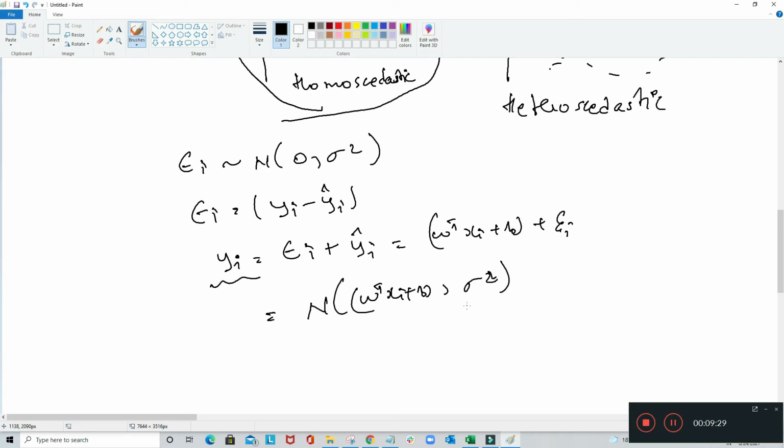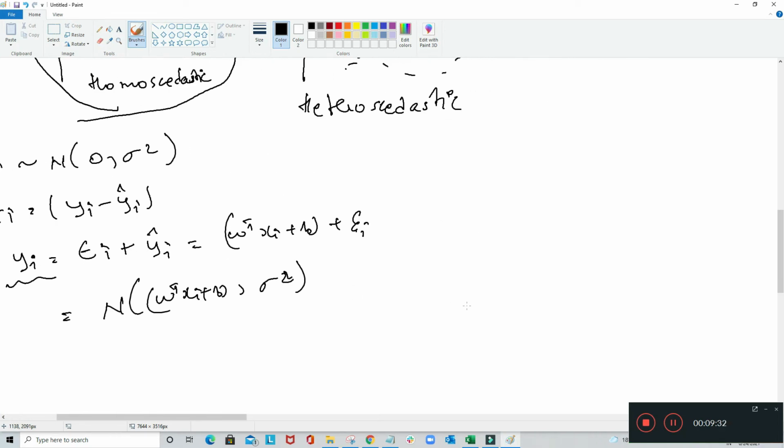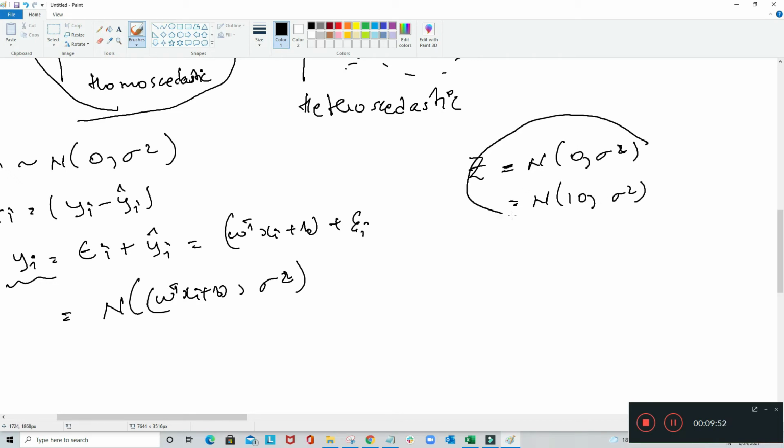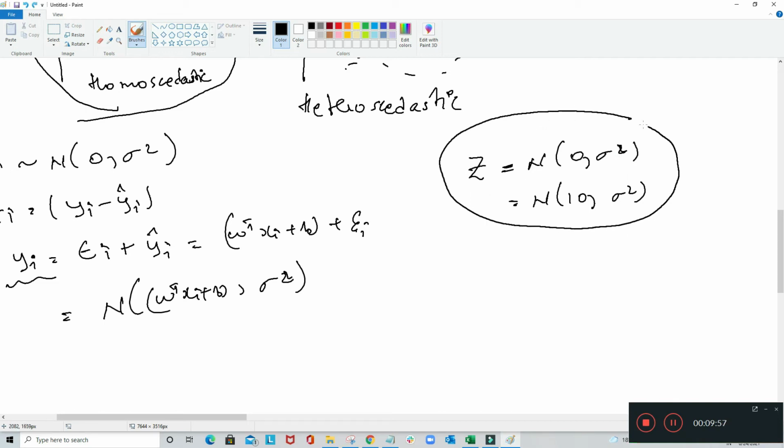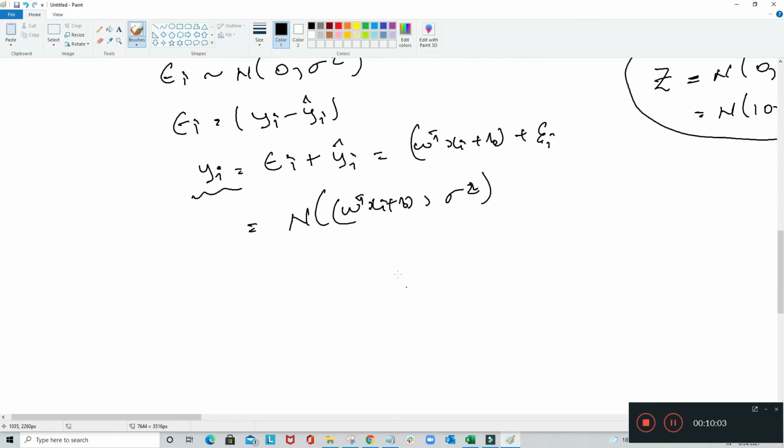Why this happens is, imagine I have a distribution for z, normally distributed with mean 0 and variance sigma square. If I add a value of 10 to all the data points, then my distribution will have a mean of 10 and variance sigma square. Using this property, we can find the distribution of yi, having a mean of w transpose xi plus b and variance sigma square, as a Gaussian distribution.